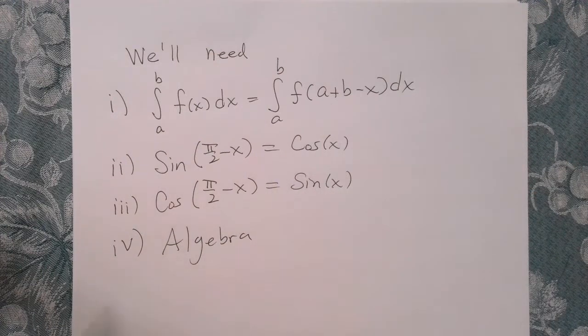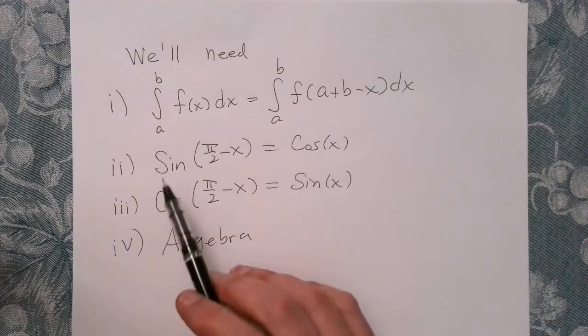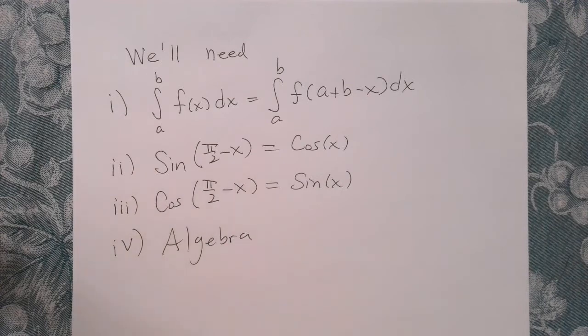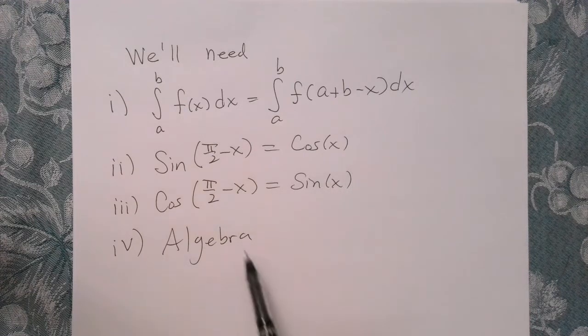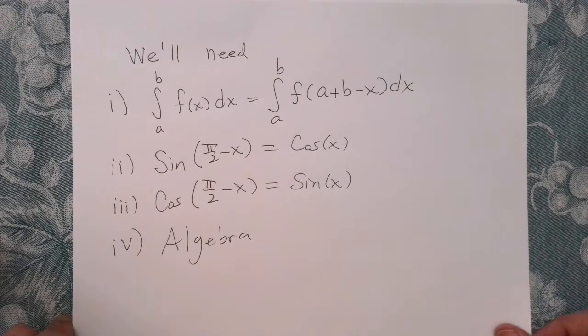We're going to need this classic result, right? This transformation property of sine and cosine. So the sine of pi over 2 minus x is exactly cosine of x, and the cosine of pi over 2 minus x is sine of x. And we're going to need some clever algebra, but nothing too terribly tricky. So with that said, let's get into it. It's quite a cool problem.